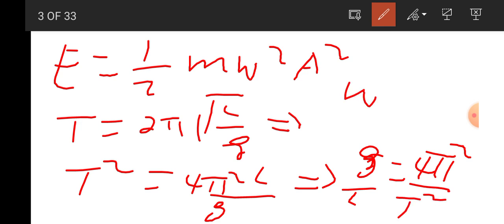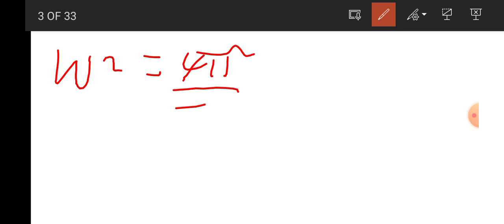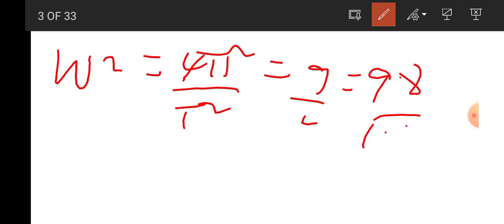But omega is equal to 2 pi over period. If we square omega, what does this become? 4 pi square over period square. Therefore omega square is equal to 4 pi square over period square, which is equal to G over L. G is 9.8, L is 1.4. Therefore omega square is equal to 7.